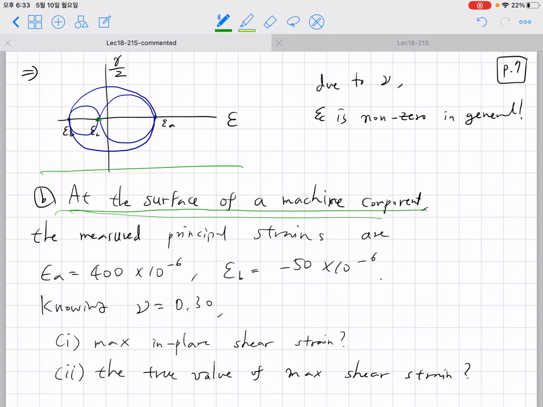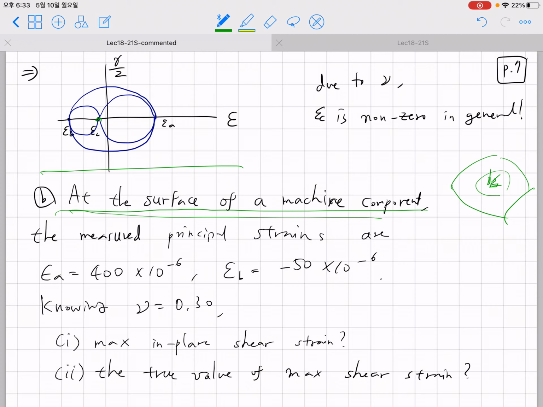At the surface of a machine component, which should be a free surface, where we don't have any surface shear stress or surface normal stress, you measure strain at some point by using a strain rosette measuring three strain components. You can identify epsilon x, epsilon y, and epsilon gamma xy.